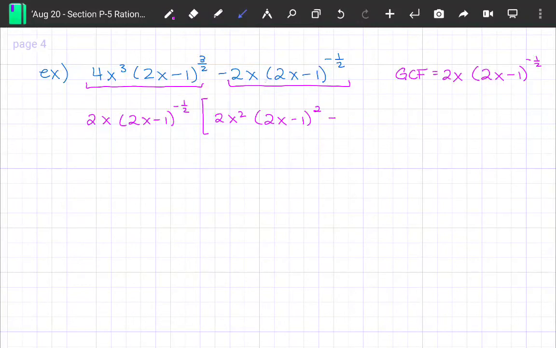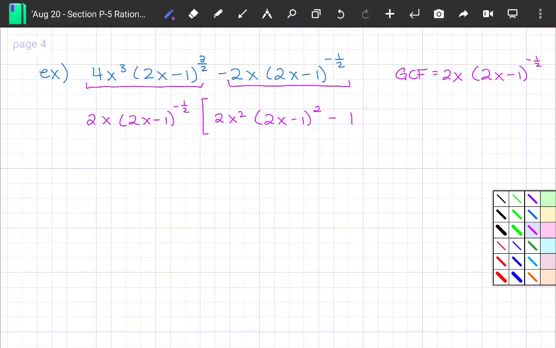Let's try it again for the next term. I had a 2x, but I divided it out, so I'm not even going to have that anymore. And I had a 2x minus 1 to the negative 1/2. I divided all of that out. In this case, I just have a 1 left.